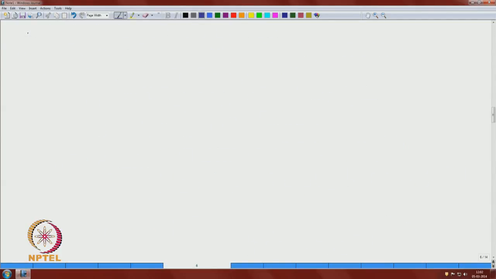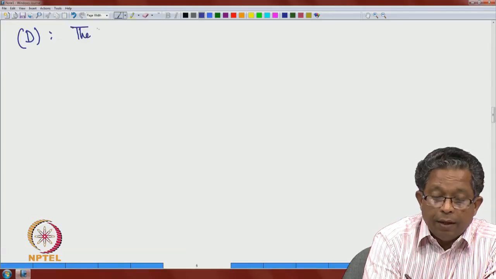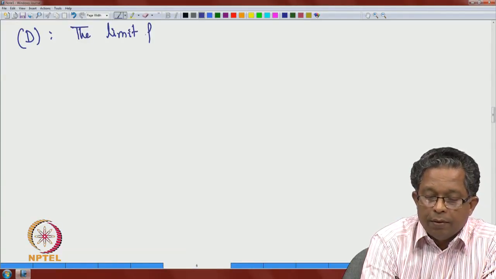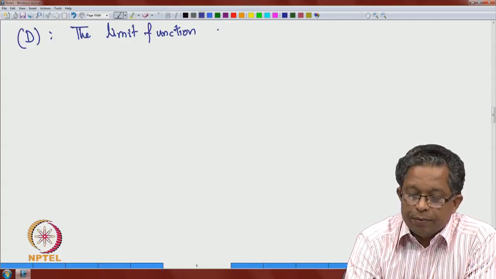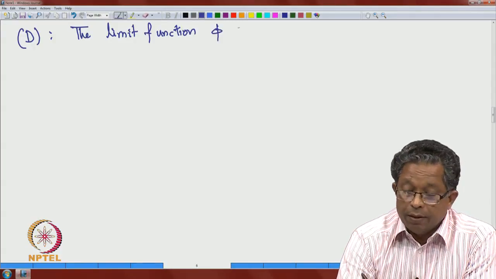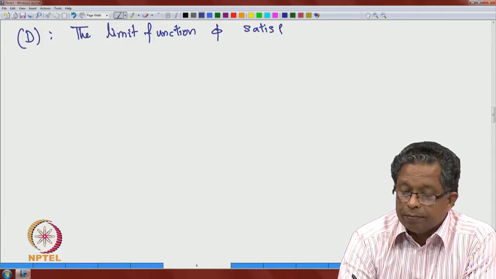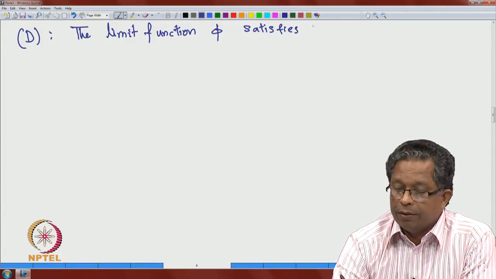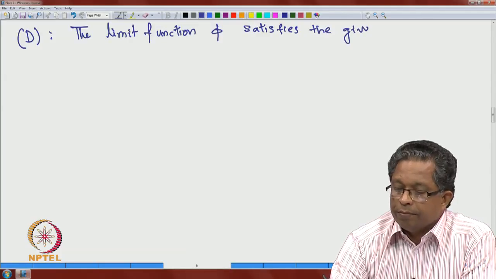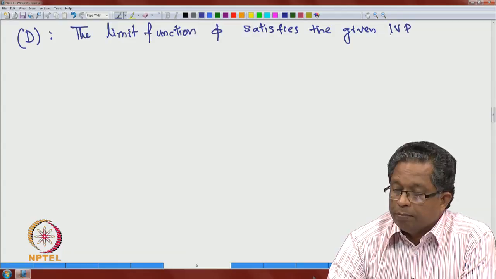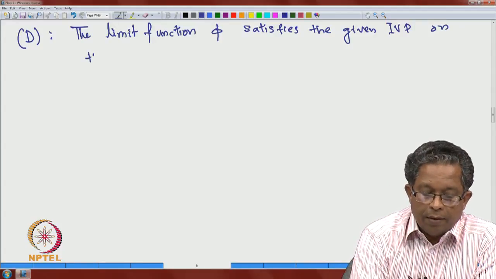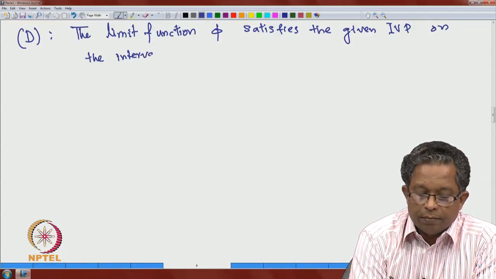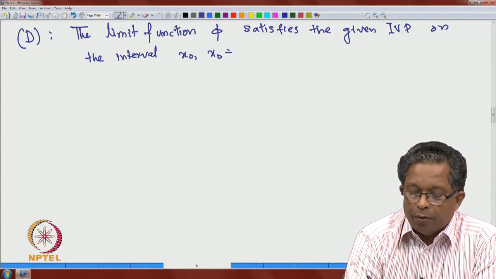Now, the fourth part, part D of the proof, is that we will prove that the limit function phi, which is obtained in part C, satisfies the given initial value problem (IVP) on the interval x0 to x0 plus h.